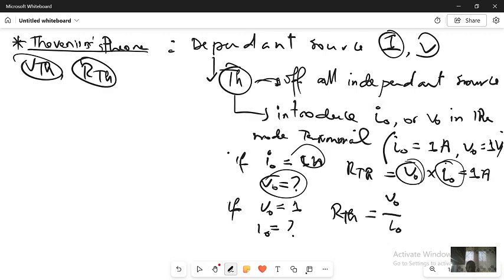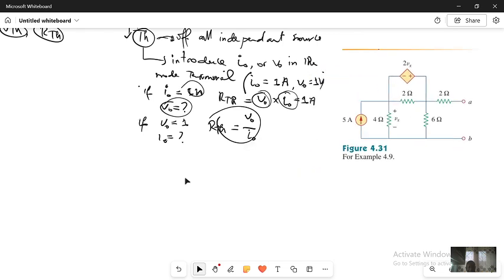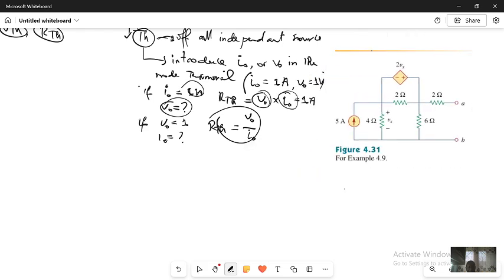Now let's see one example so that we can understand. Let's say, for example, we have this one. In this one we have a dependent source. Since we have a dependent source, to determine RTH we are going to turn off the independent source. This one is an independent current source, and to turn it off we will open it. Second, introduce a voltage or current source. I will introduce it here.